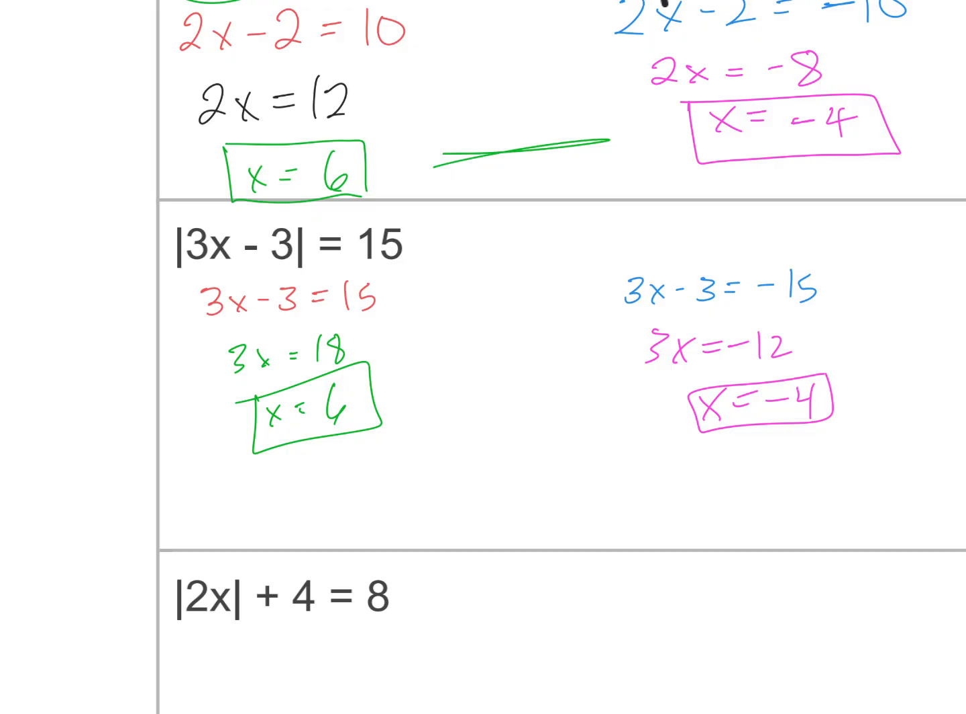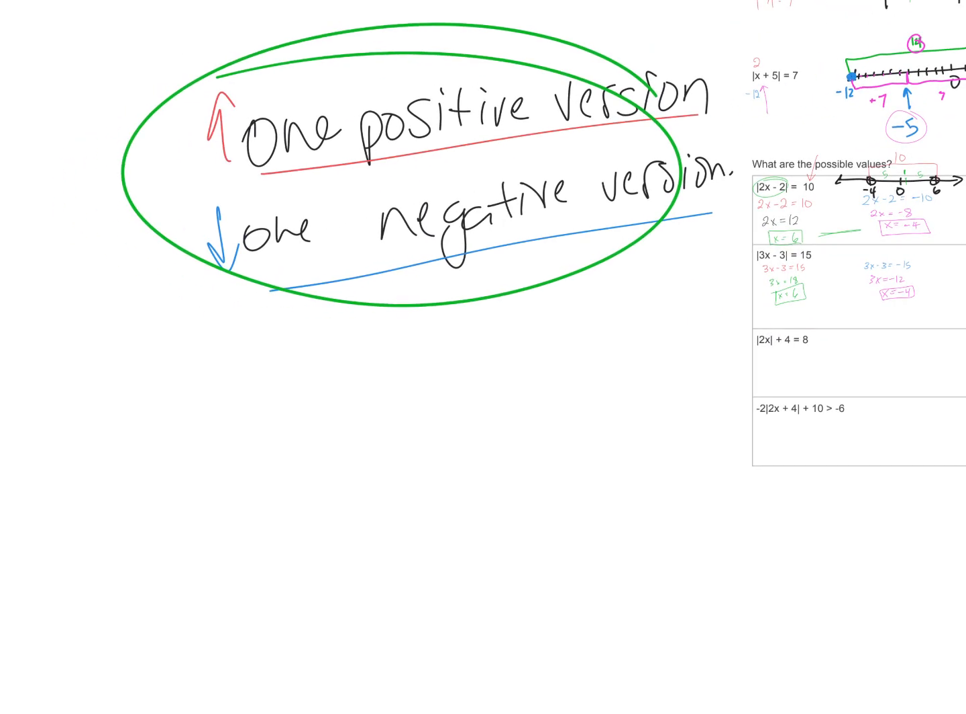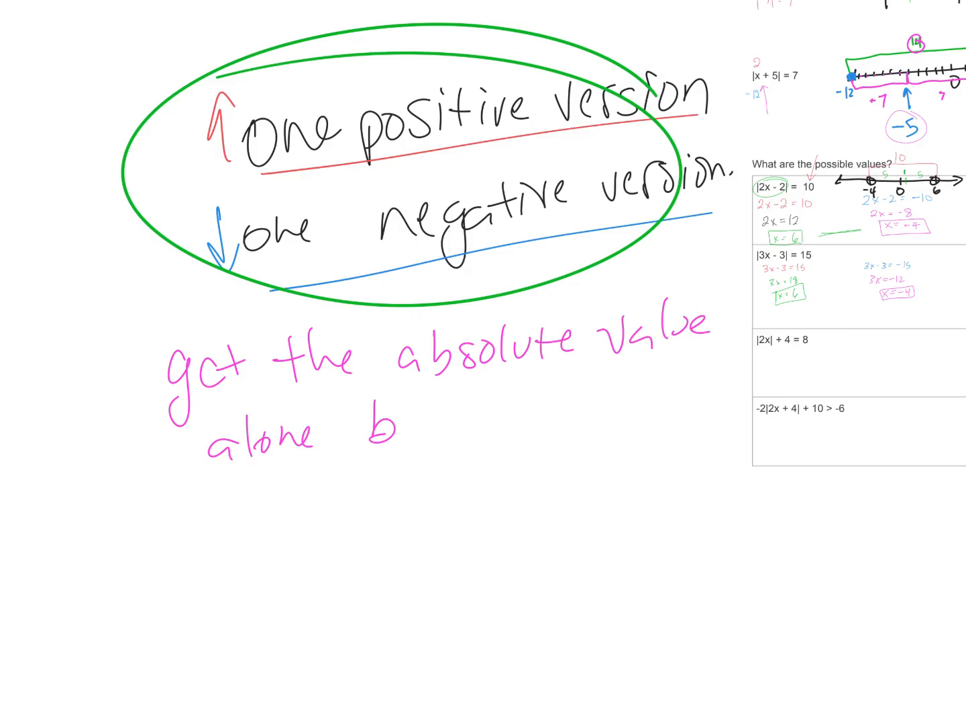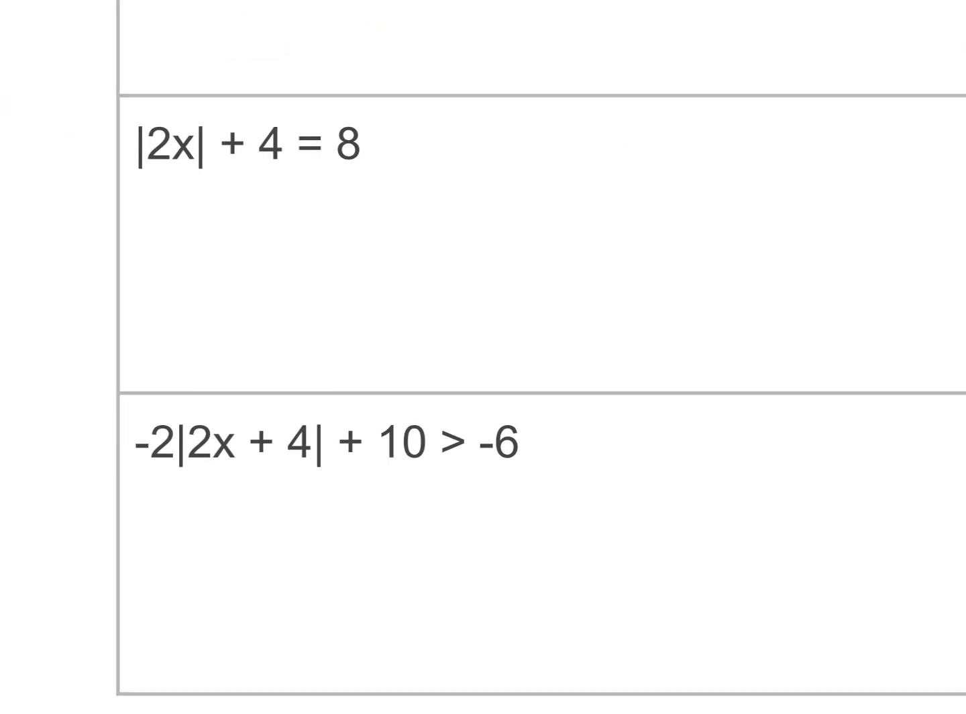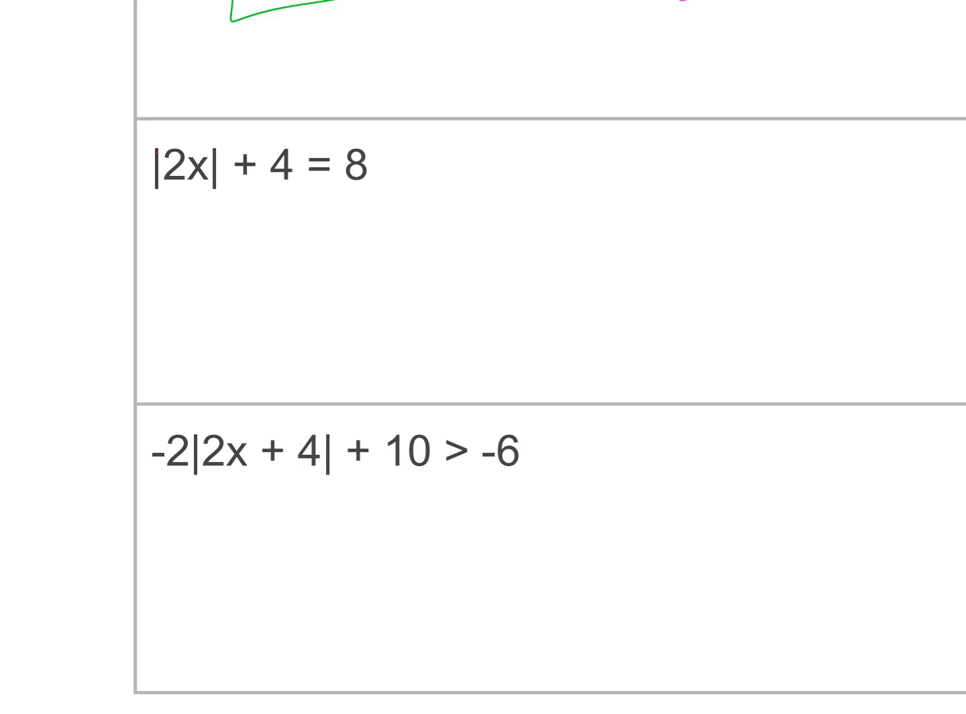Now, one other thing I want to say, and I'm going to zoom out because it has to do with this one, and I'm going to write it out right here, is that get the absolute value alone before you do that stuff, okay? Get the absolute value alone before you do this stuff, all right? And if you're like, I don't know what that means. Well, right now, our absolute value is right here, and our variables inside of it.